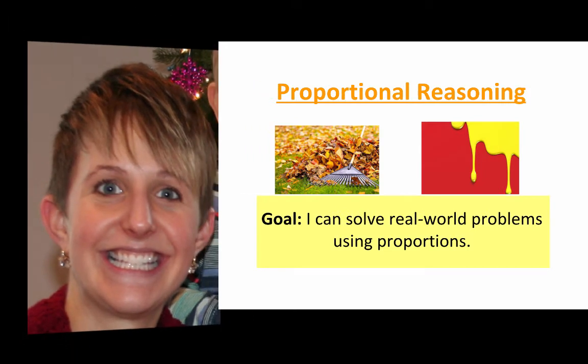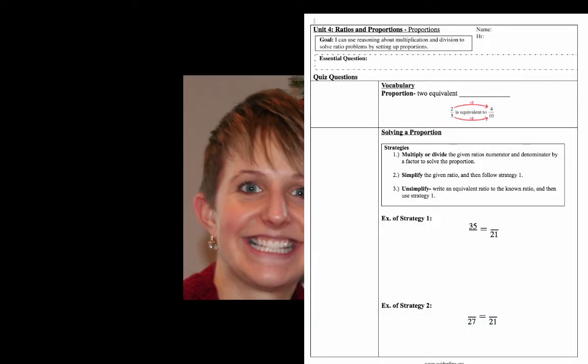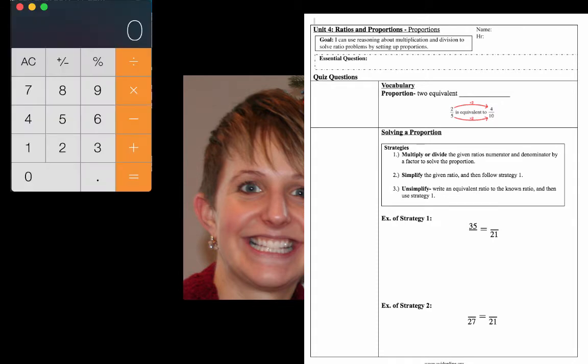Hi ladies and gentlemen, our goal for today, as you already saw, is I can solve real-world problems using proportions. So it's going to be story problems where you need to use a proportion to help you solve them. But Miss Clover, what if I can solve them without using a proportion? We want you to set up a proportion, so please do that. Make sure that you have your proportion notes out in front of you with your 3 strategies on how to solve proportions, and also a calculator.